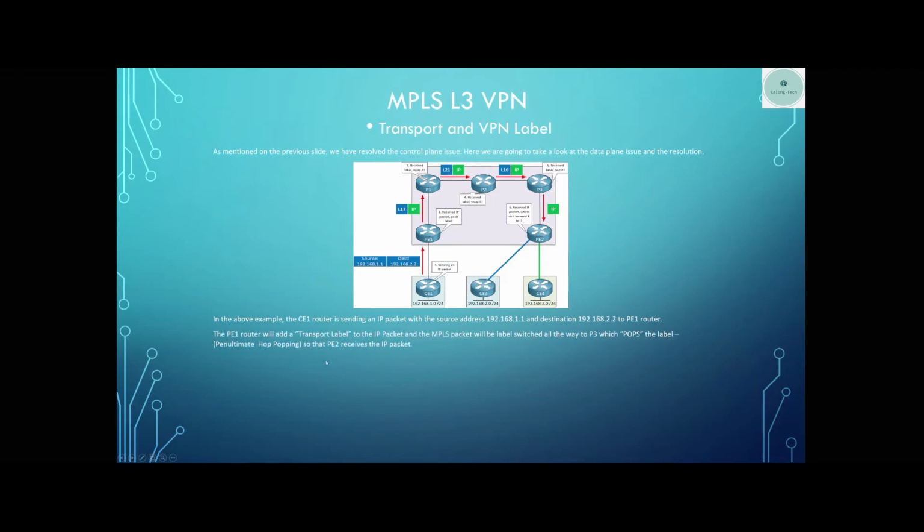Okay, the PE1 router will add a transport label to the IP packet, and the MPLS packet will be label switched all the way to P3 here, which pops the label, and that's penultimate hop popping, so that the PE2 receives the IP packet, because there's no point in PE2 receiving an actual label because it's not going to be MPLS here.